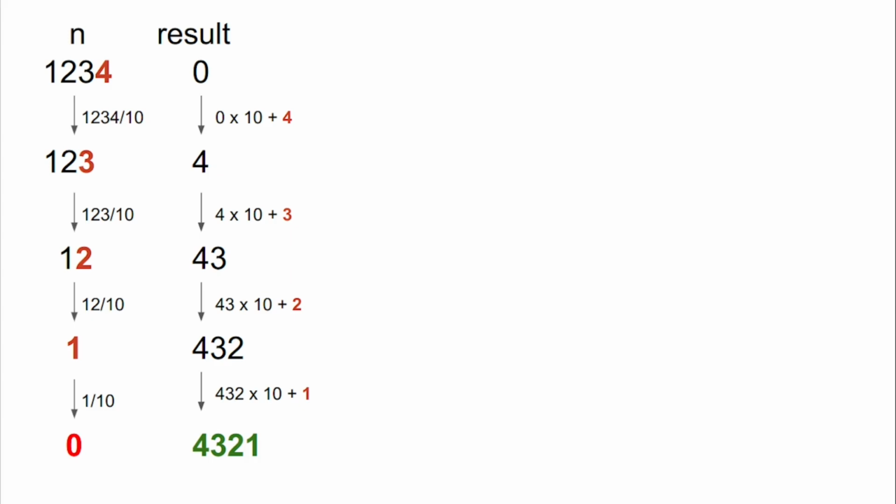Now note, our number is fully reversed, that is 4321, and the new value of n is 0, and this is our exit condition. When the variable n is 0, we'll return the current value of result, that is 4321, and this will be returned right back up to the main. So this is our logic, that is what we'll try to code.